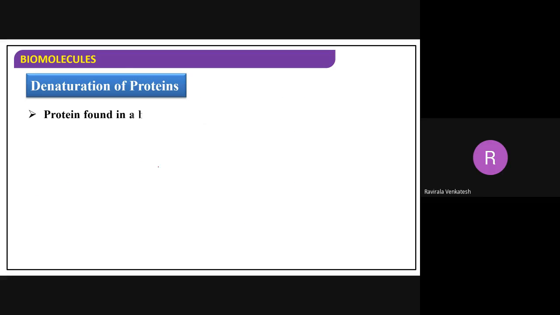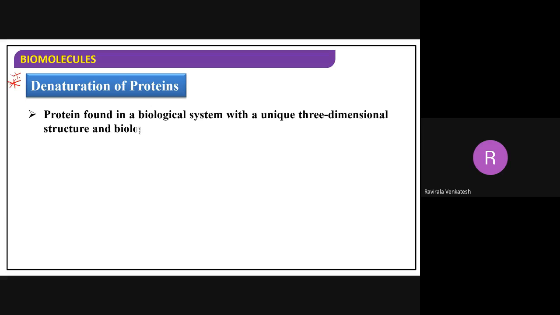Very important: what is denaturation of the proteins? It's a very, very important point for us. How do you make denaturation of the protein? That means changing the quaternary and tertiary structures, isn't it?